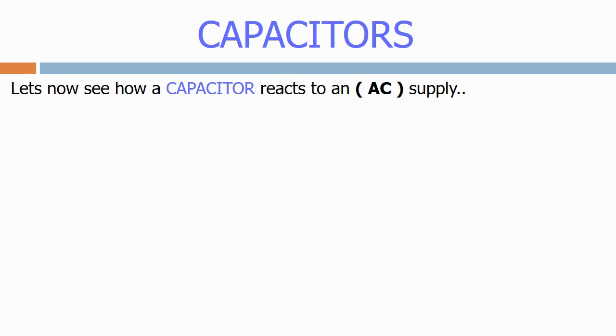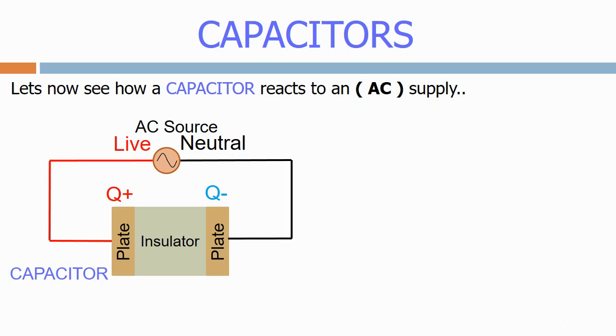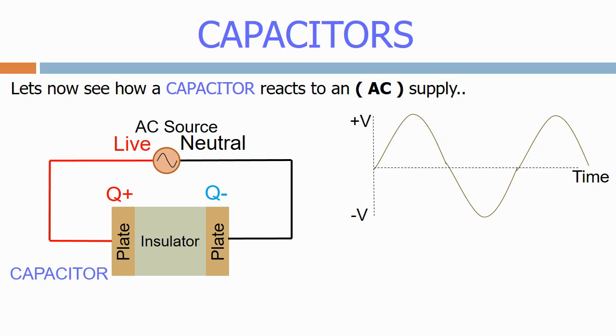Let's now see how a capacitor reacts to an AC supply. Here we have our capacitor as before, with a Q plus and Q minus representing the charges. The AC source has a live and a neutral. We're now applying a sine wave.